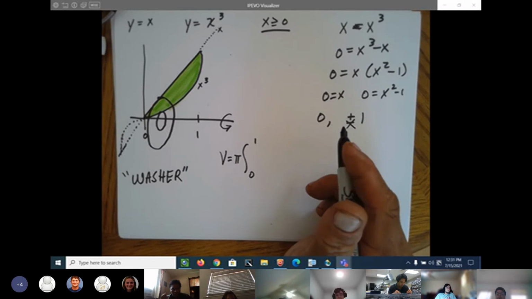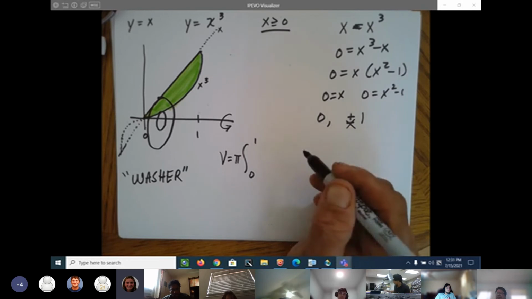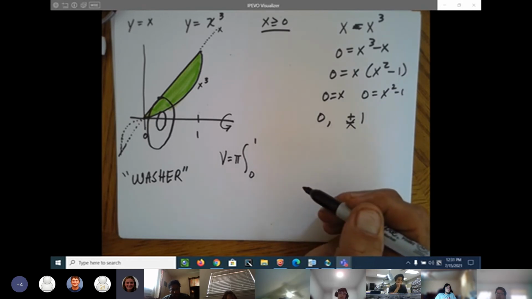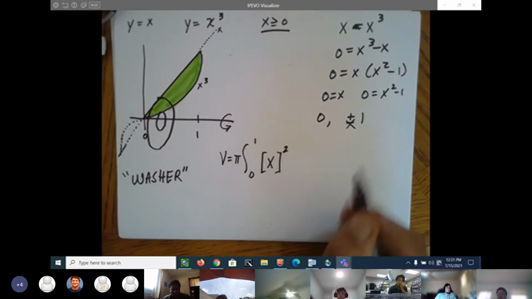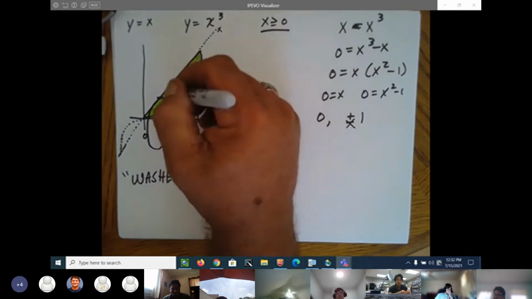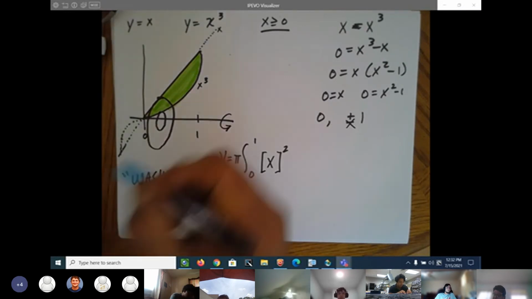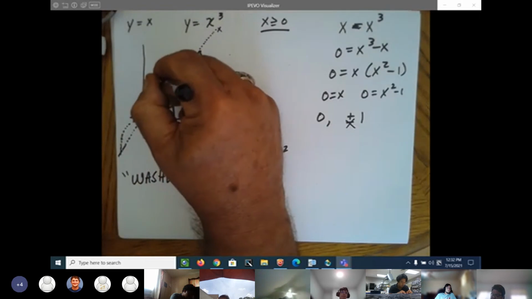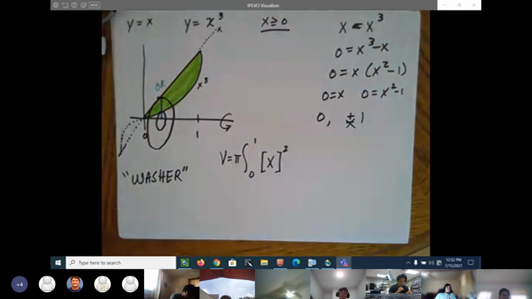Would it be x cubed? No. What is the dominant curve of the area? X. And then what do you do with the dominant? You've got the outside radius. Hold on a second. Let me get a blue pen. Here is the outside radius. What are you going to subtract from the outside radius? The inside. Good job.